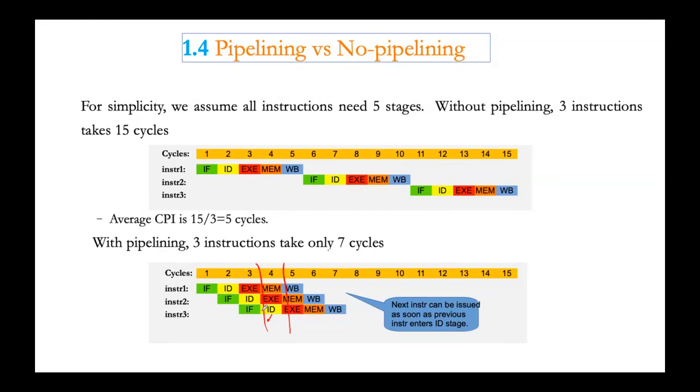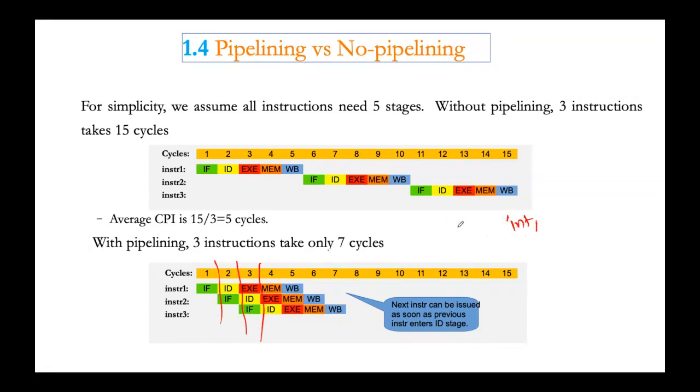So you can see in the first cycle, the first instruction is executing. In the second cycle, 2 instructions are executing. The first instruction is in the instruction decoding phase, and the second one is in the instruction fetching phase. In the third cycle, the first instruction is in the third segment, the execution segment, and the second one is in instruction decoding. So it is a pipelining process.